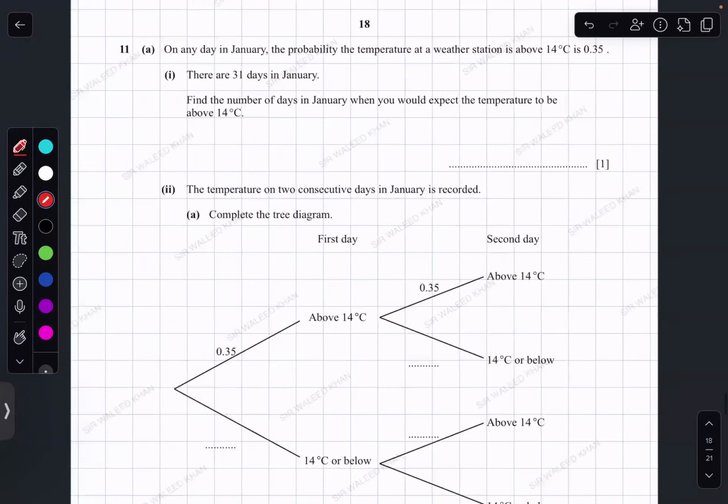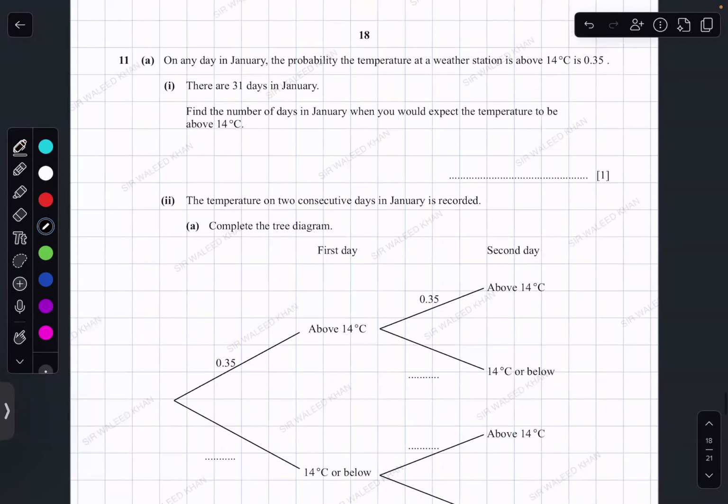Okay. Question number 11, the last question. On any day in January, the probability that temperature at a weather station is above 14 degrees is 0.35. There are 31 days in January. Find the number of days in January when you would expect the temperature to be above 14 degrees. So they have given us the probability and the number of days. So how many days in January would be expected? That can be figured out.